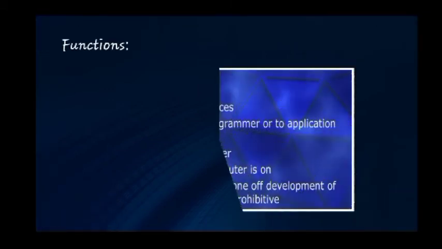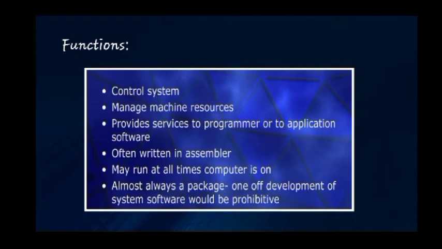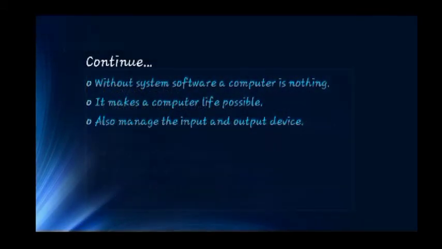Functions of system software. There are a lot of functions of system software, but we discuss some. First, control system, manage machine resources, provide services to programmers or to application software, often written in assembler, may run at all times the computer is on. Almost always a package, as separate development of system software would be prohibitive. Without system software, a computer is nothing. It makes a computer's life possible. It also manages the input and output devices.